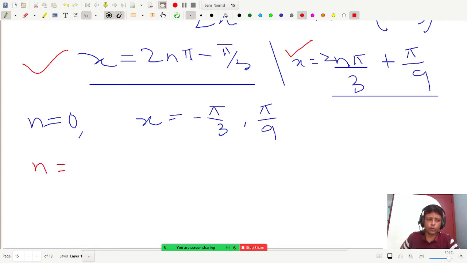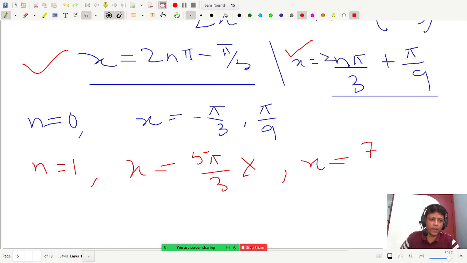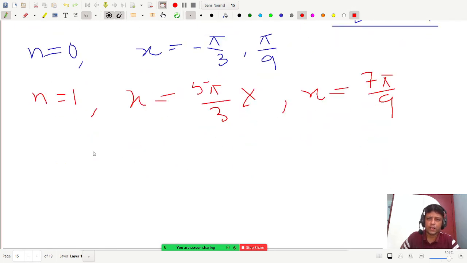If n equal to 1, you have x equal to 5π/3, which doesn't satisfy the range. So you can't consider this. In the second case, you have 7π/9. You can consider that, it lies between minus π to π. And for n equal to minus 1, you have to think about the negative integers also. x equal to minus 5π/9.